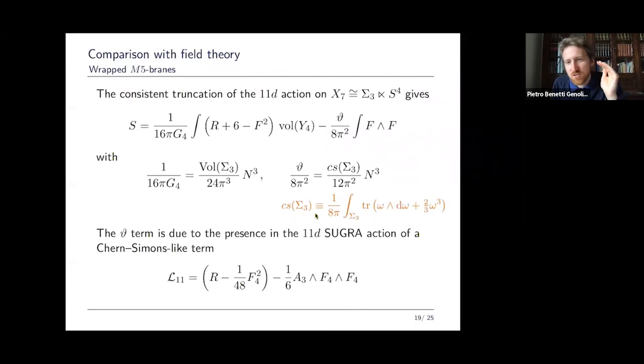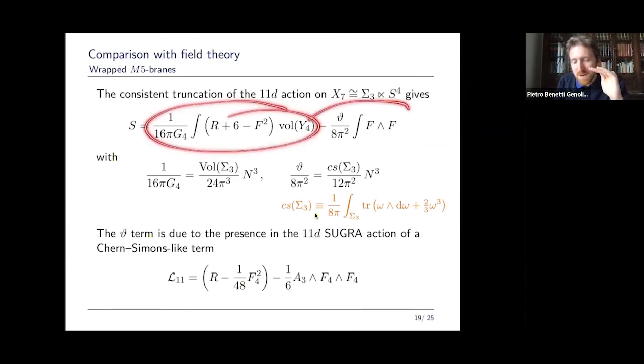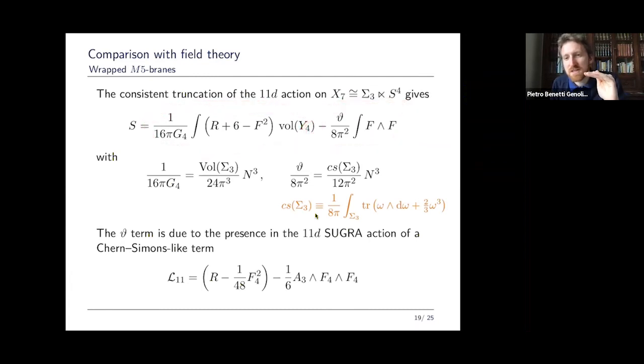When you do the consistent truncation from 11 dimensions on this 7-dimensional space, you don't just get minimal gauged supergravity. Instead, you obtain minimal gauged supergravity plus a theta term. This theta term you can always add to a 4-dimensional theory, and it arises from a topological term that exists in 11-dimensional supergravity.